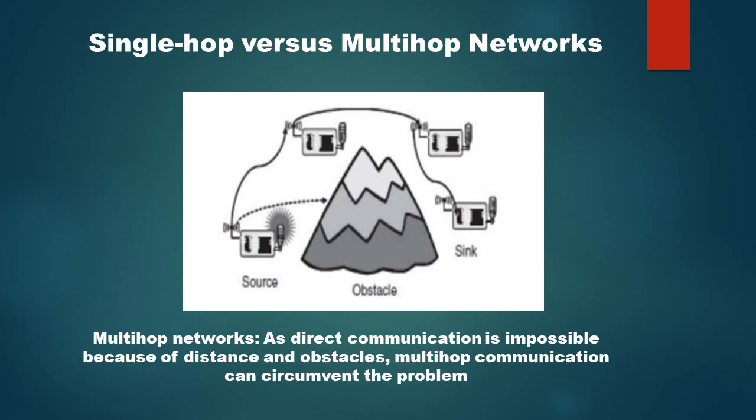From there, the source node gets the information from the event and it is transferred to the neighboring nodes and finally reaches the sink node. Multi-hop networks are needed because direct communication is impossible due to distance and obstacles. Multi-hop communication can circumvent the problem.